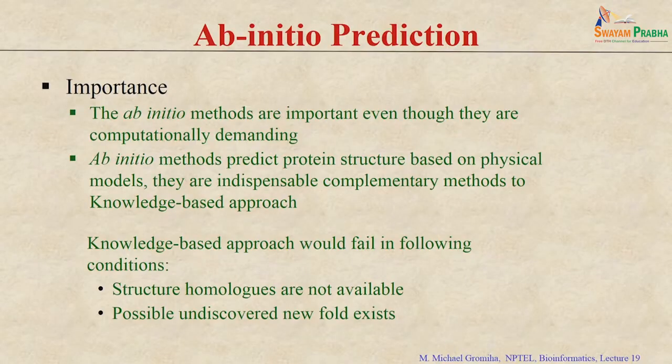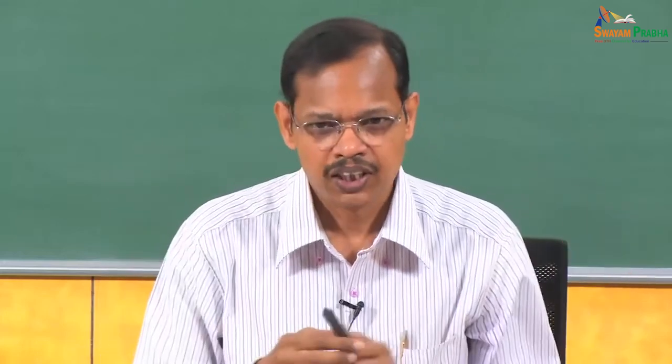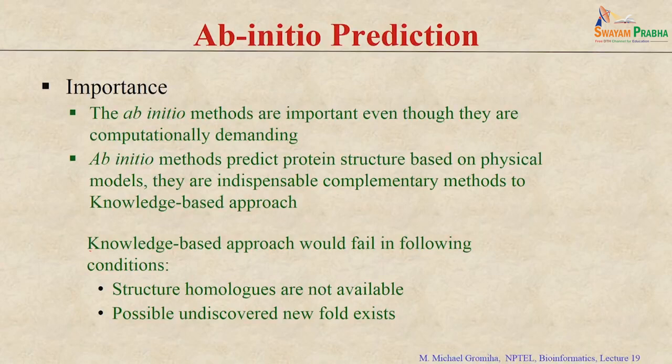And this is the reason the ab initio prediction we can use only for small proteins, for example, less than 100 residues. If it is a very large protein, it is very difficult to do all the minimization. In this case, what do they do? They cut it into pieces based on the domain information and model the proteins for each domain, and then they combine everything together and do the minimization to get the final structure. Because the knowledge based approach may fail when the homologous structure is not available, and if there are new folds, because they look for similar folds to do this knowledge based approach.